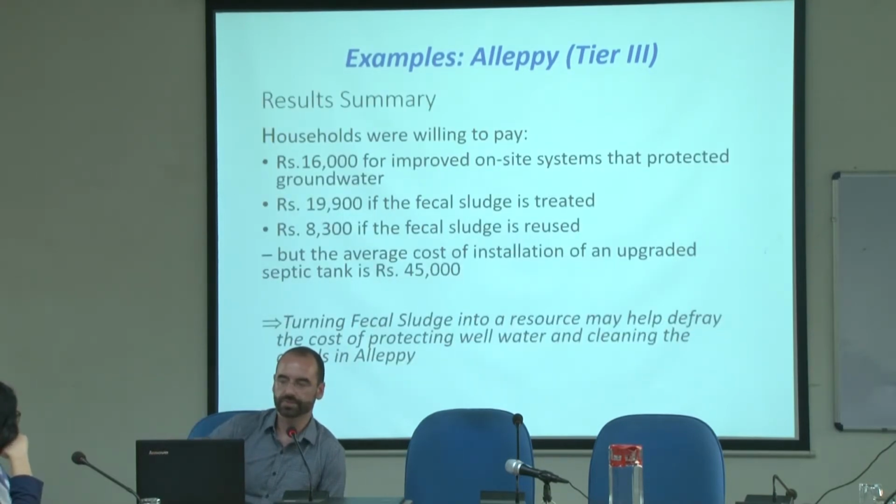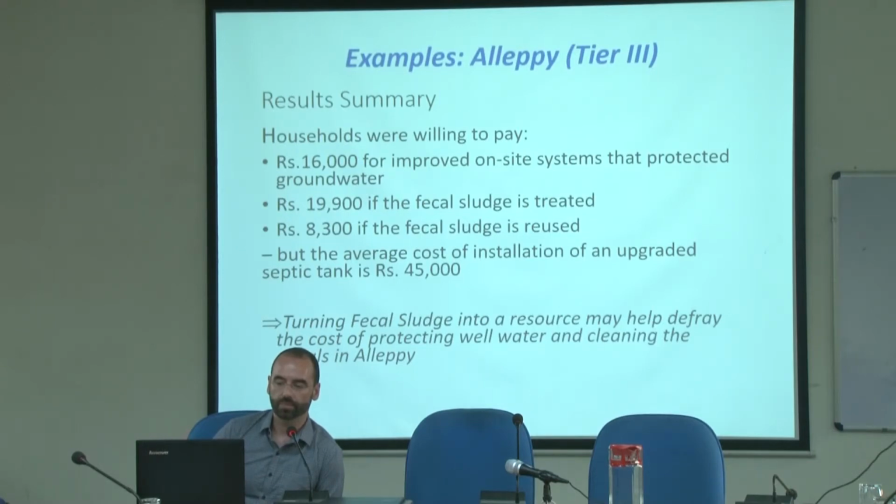So then, using these three attributes plus the attribute of price, we calculated that people are willing to pay, on average, roughly 16,000 rupees for improved on-site sanitation systems that protected groundwater, that at least had a lower probability of groundwater contamination. We found these additional estimates, 19,900 for fecal sludge treatment and then 8,000 for fecal sludge reuse. But we also interviewed 3 local contractors. That's the most that we could find, unfortunately. But at least from those local contractors, we found that the average cost of putting in a sound septic tank was around 45,000 rupees, indicating that although there was a positive willingness to pay, it was not sufficient to cover the full price of this upgraded sanitation system.